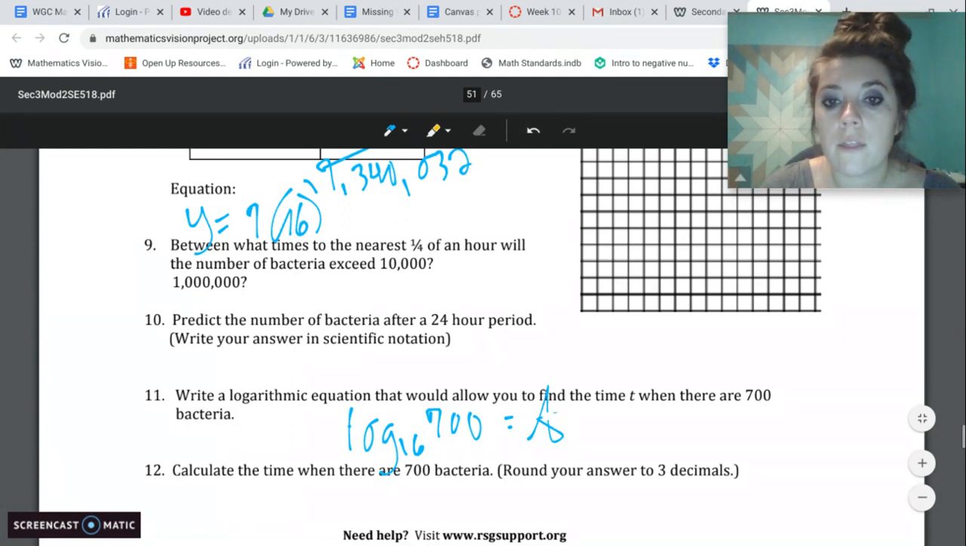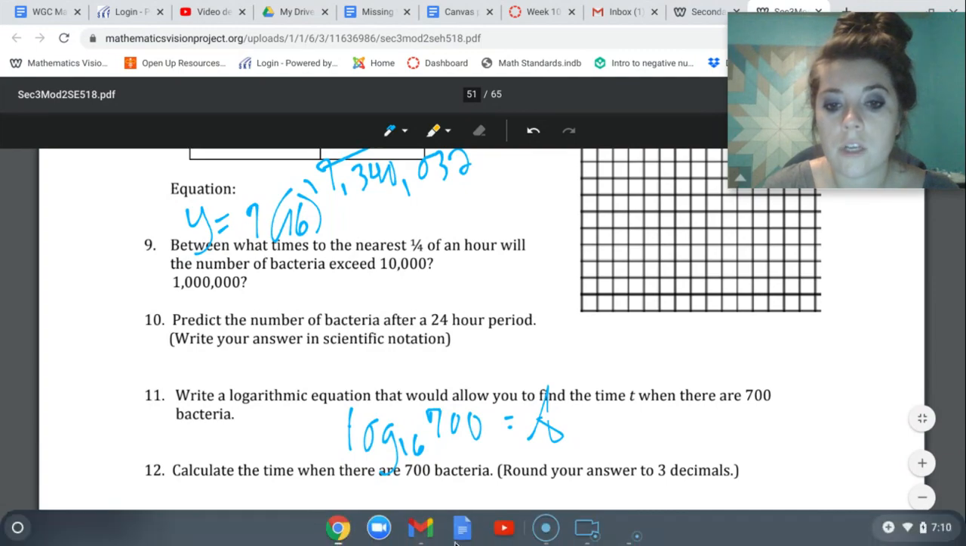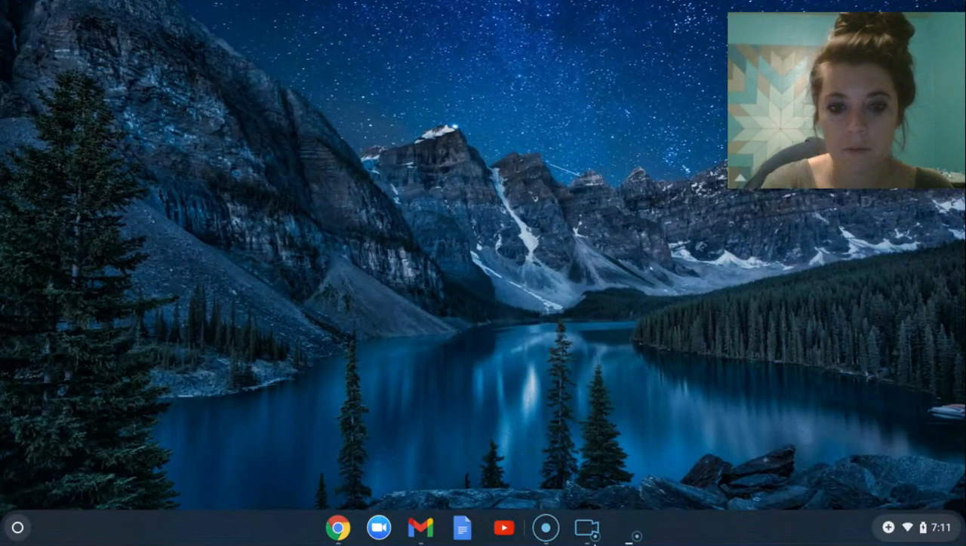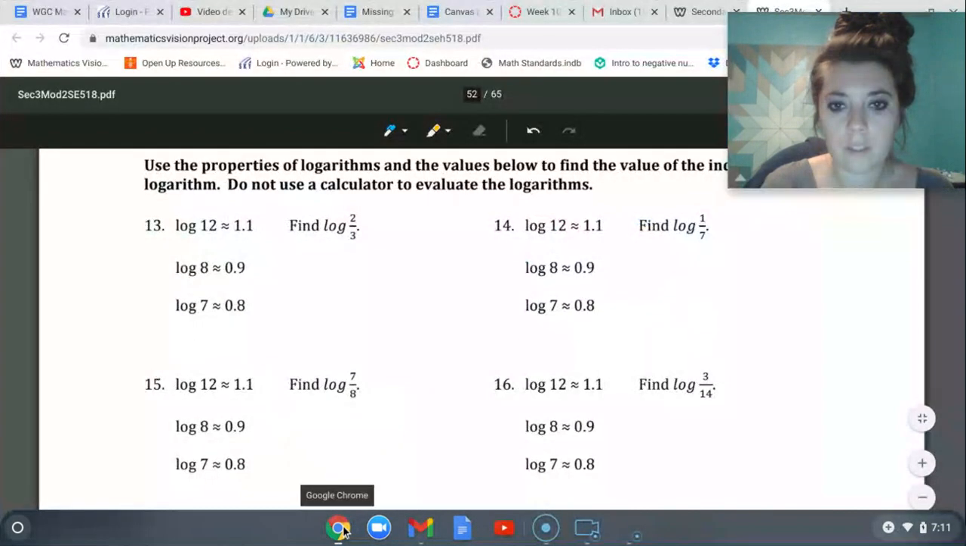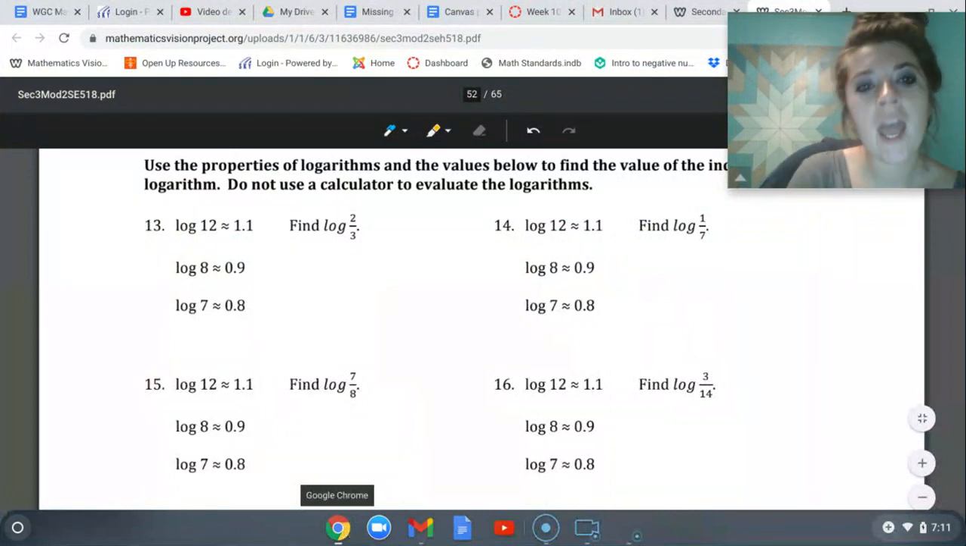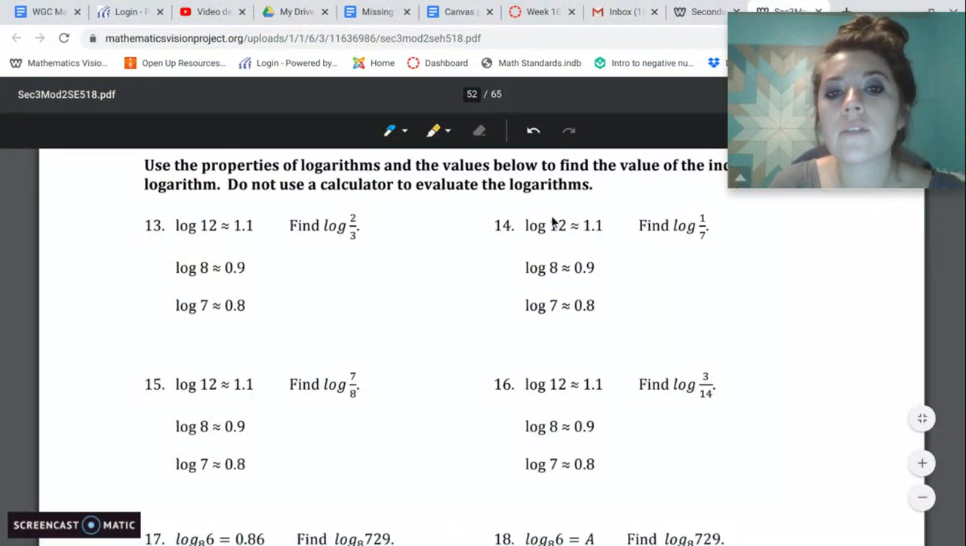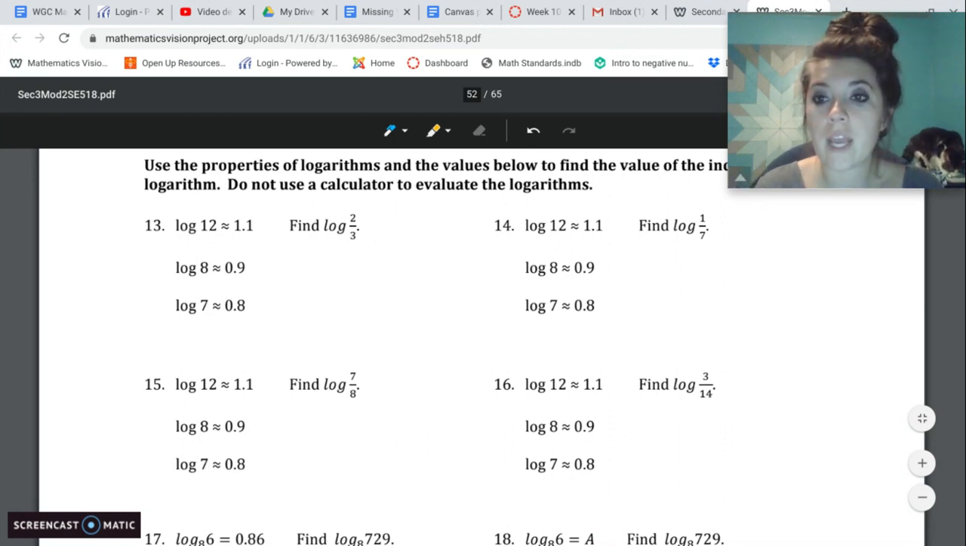All right, the next section. So if we look here at this, we're using the properties of logarithms to find the value. You do not need to use a calculator for these. It's giving you different logs, their values, and what we want to do is find the log of 2/3. Now, 2/3, remember, if we split this, it'd be the log of 2 minus the log of 3.